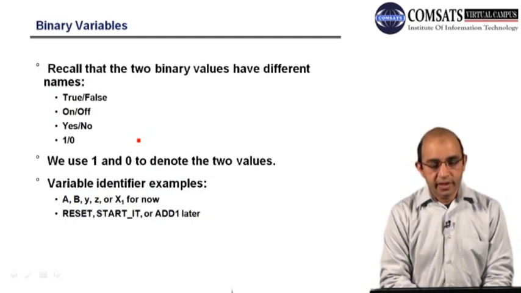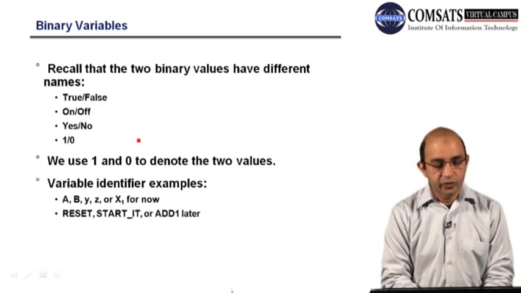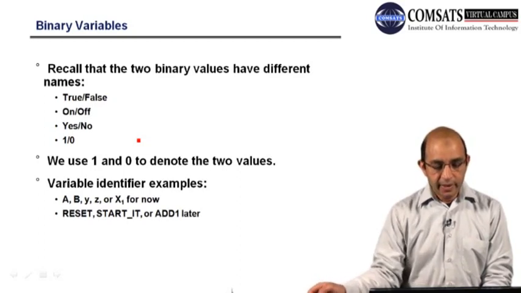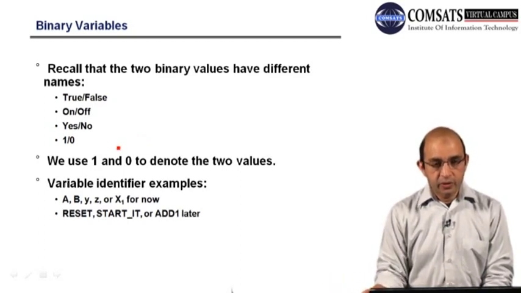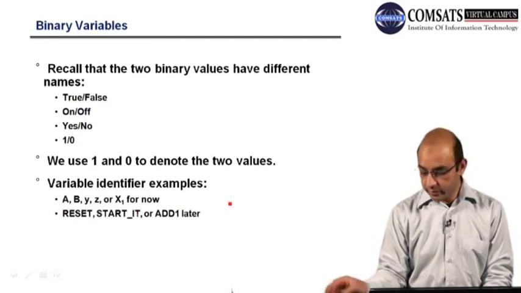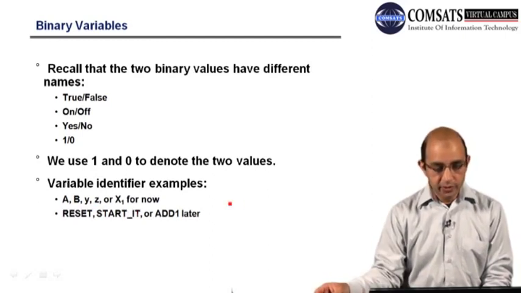Boolean variables can have two values only: true, false, on, off, yes, no, 1, 0. You can represent those binary variables by using different alphabets. You can use any of the alphabets, like here we can use A, B, small y, or x1, or you can use whatever you want to represent a binary variable from the set of alphabets.